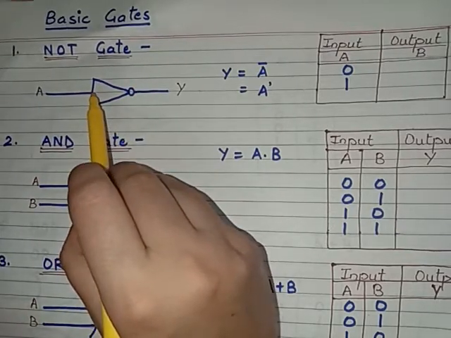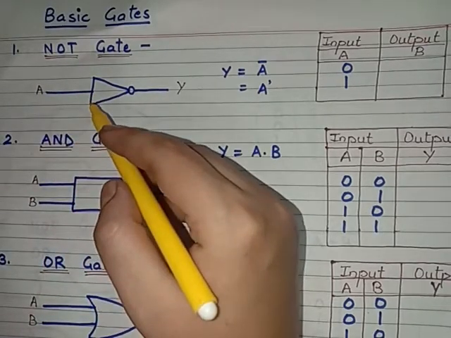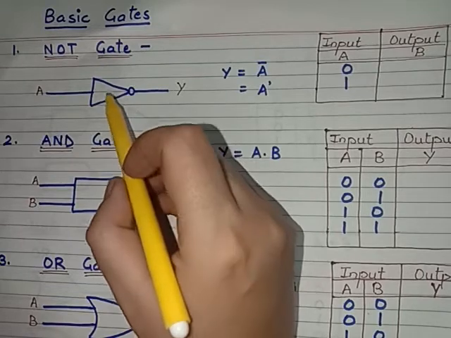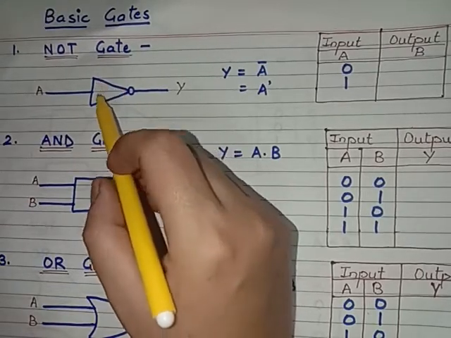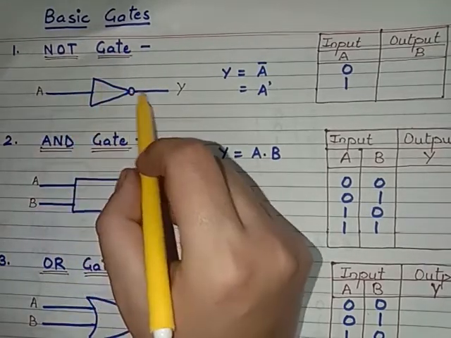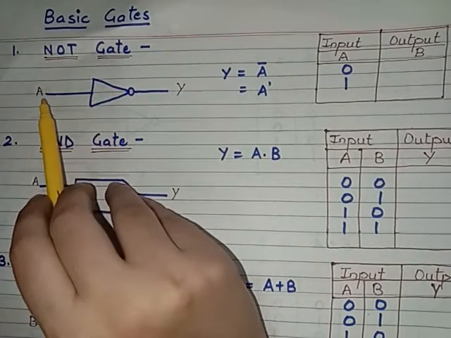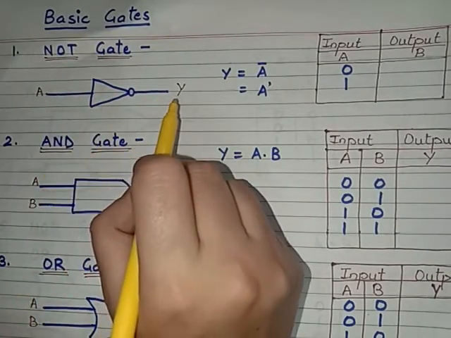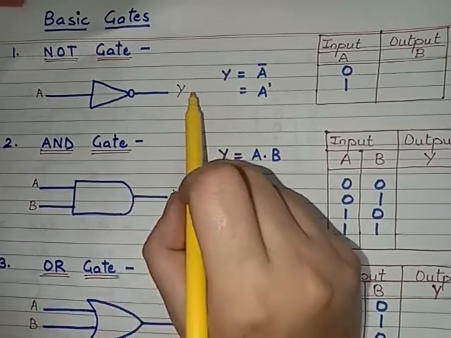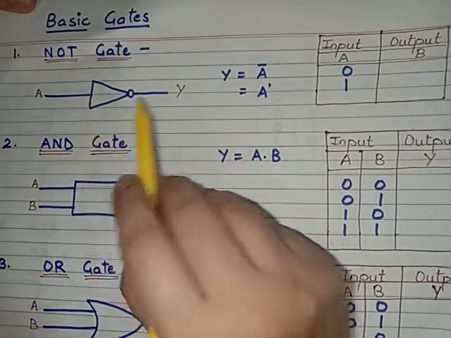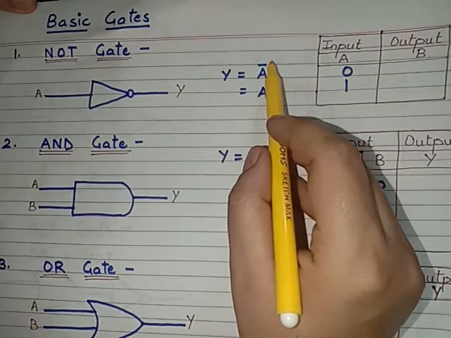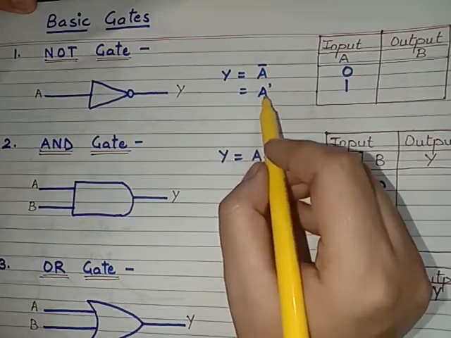In fact, any logic gate may have one or more than one input and output. So the NOT gate will specifically have a single input and a single output. Here the input is denoted by A and the output is denoted by Y. So the relation of the output Y and the input will be Y is equal to A bar. You can also write it as A dash.